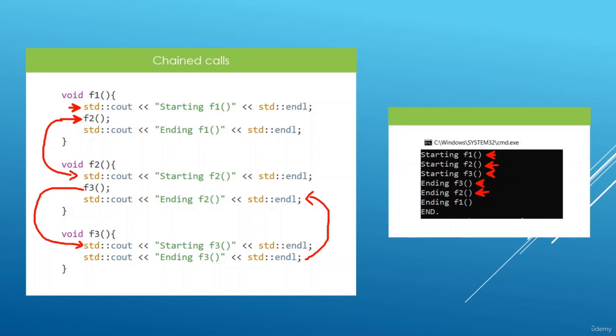After this, we're going to go where F2 was called. So we're going to go to this line here and execute the line after the call to F2, and that's going to come here and say that we are ending F1. And then our program is going to end if calling F1 is the only thing we did in our program. This is the default behavior we get if no kind of exception is thrown in this chain of function calls.